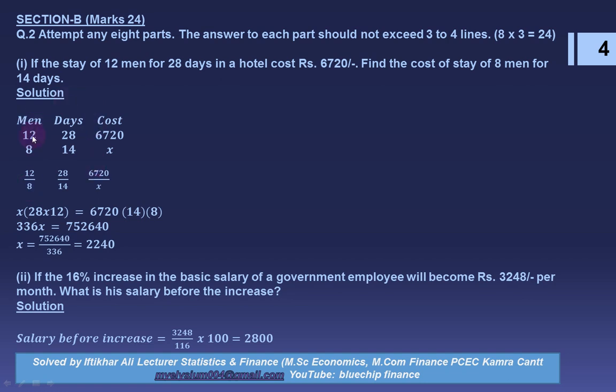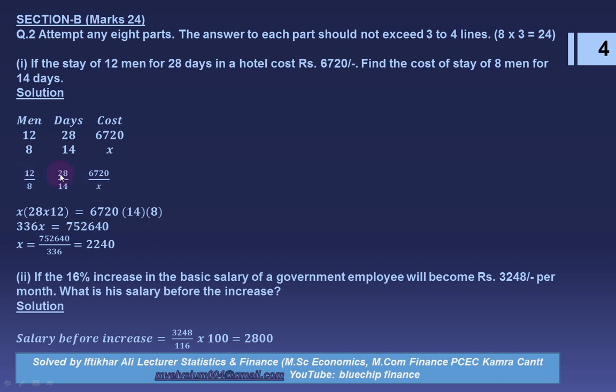Now we take this variable constant and this can be taken as variable. If there are more days stayed in a hotel, then cost will be maximized or minimized? Obviously maximized. So this is also a positive relation. Then we will not interchange this order and simply write 28 by 14.